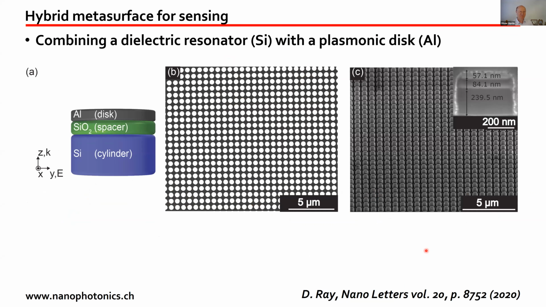So to do that, we fabricated this type of nanostructures, which have a silicon cylinder at the bottom. That's the dielectric part. They have an aluminum disc on the top. And because all this is driven by the coupling between the two, we put a small glass spacer, SiO2, in between, such that we can control the distance between the two. You see here the structures as they have been fabricated. Here, silicon at the bottom, aluminum on the top, and in between the spacer made out of glass.